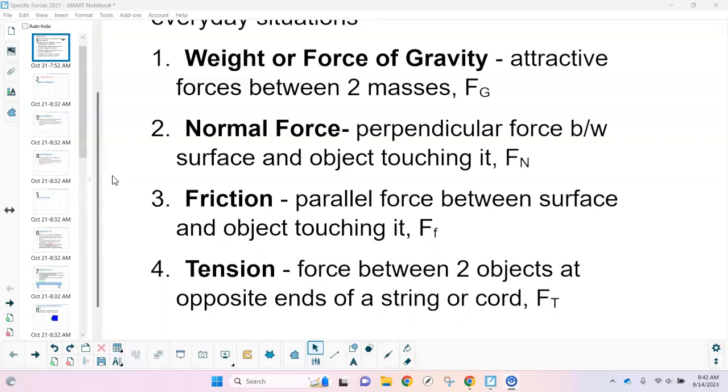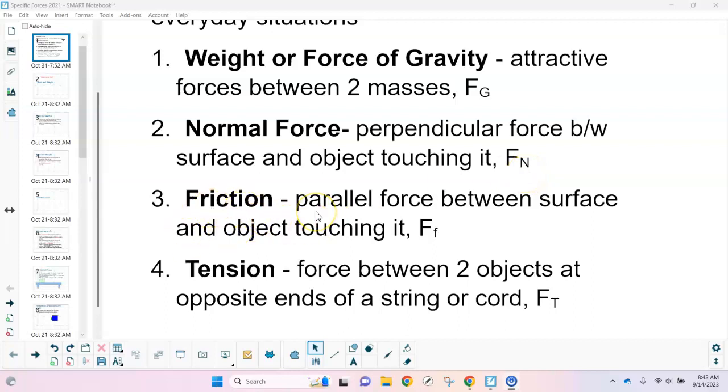Another word or idea that is equal to weight is the force of gravity. So it's attraction between two masses. We represent that with Fg. So F for force, and then the symbol for what it represents, which is big G for gravity. Normal force is a force that we'll talk about. That's a force between two surfaces, or a surface and an object that's touching it. And that's F sub n. So again, F for force and n being the normal force.